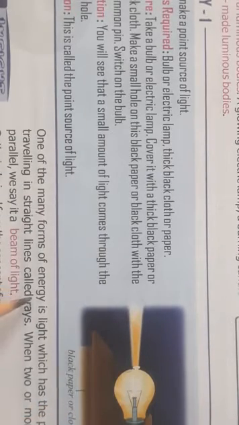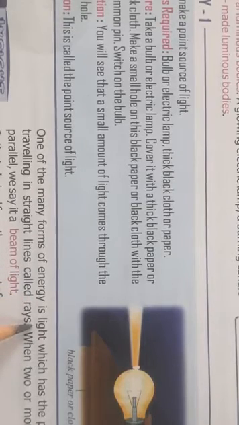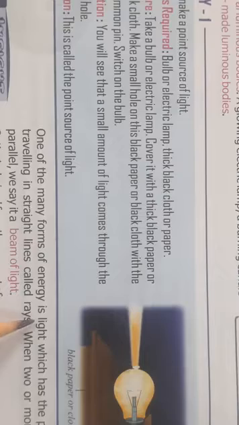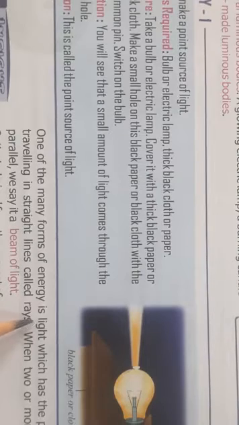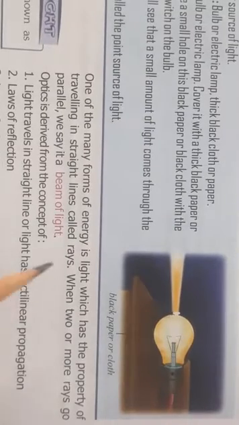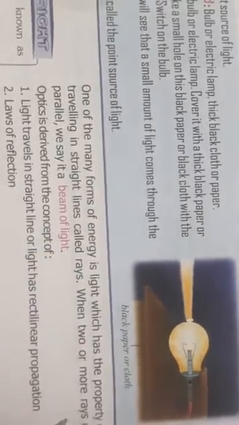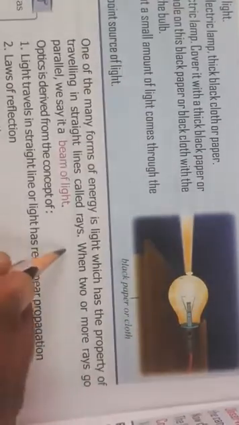Then there are many forms of energy. One of the many forms of energy is light. You have studied that light is a source of energy. Sound is also a source of energy. Okay, and light has the property to travel in a straight line, called a ray. Okay, that means when the light travels in a straight line, this is a ray.